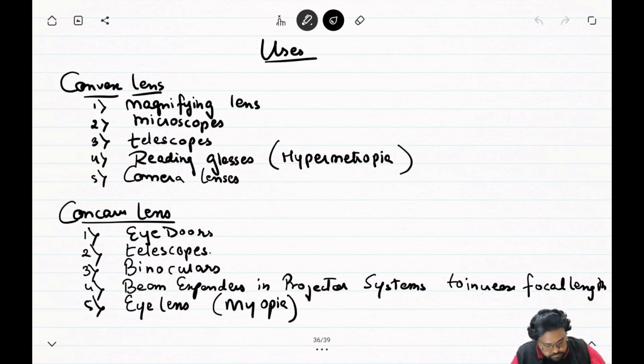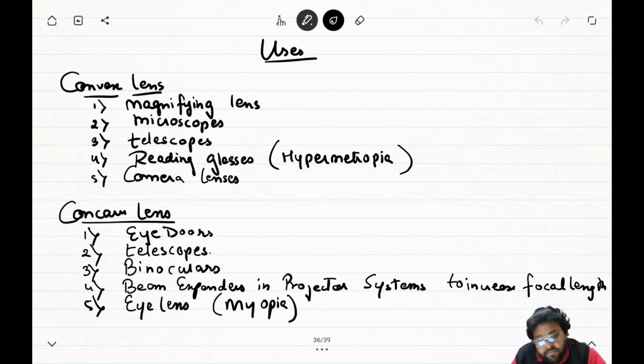Now, microscopes, telescopes, reading glasses, the defect is known as hypermetropia. In camera lenses, you must have seen the lens, the backward lens of the phones. They have a smaller convex shape. That is a convex lens. And these are the uses of convex lens.